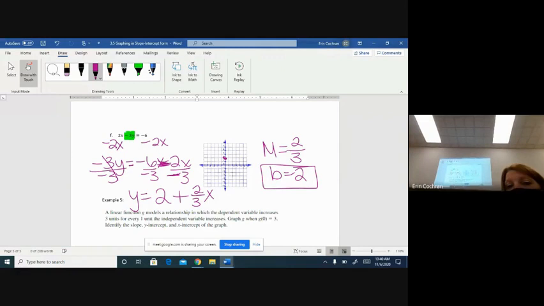Now my rise is a +2. So which direction am I going to go? Up 2. And I have a +3. So that's going to go to the right. So up 2, right 3. Now, if I didn't have room, how could I switch that? Could have gone down 2 and to the left 3. All right. Any questions? No.